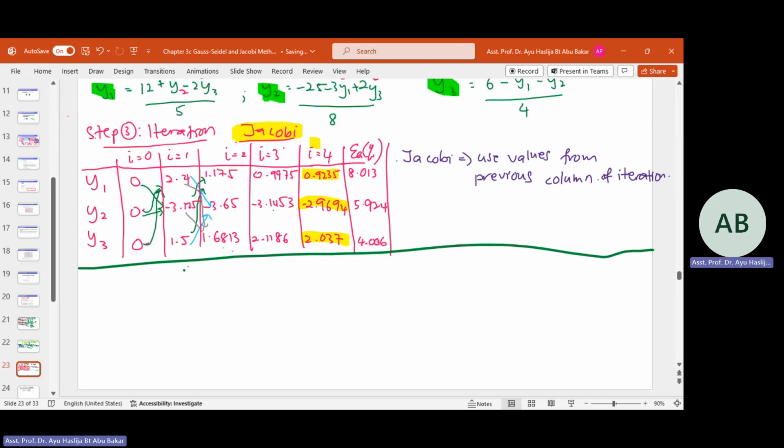Okay, for Jacobi, Ruben? Now this is for Gauss Seidel. Still using the equations of y1, y2, and y3, and use the same column.